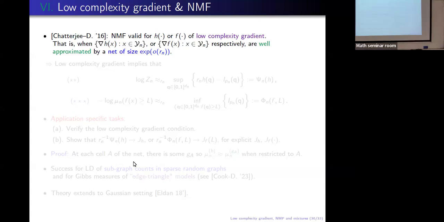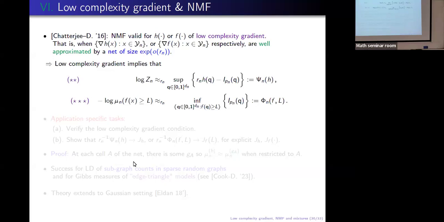and calculate a function, you will typically need order dn bits to approximate the collection of numbers in there. Low complexity gradient means that you can actually approximate the set of vectors you get quite well by a net of much smaller size. Instead of exponential in order of dn, it's exponential much smaller than the Rn that you want to get in the end. And if you do that, then we prove, that's what the theory of this paper proved, that if you have this condition, then the log of Zn is approximately, up to a little o of Rn, the variational problem I promised you before, the mean field approximation. And from that it follows that the minus log of the tail will be approximated by this other variation.